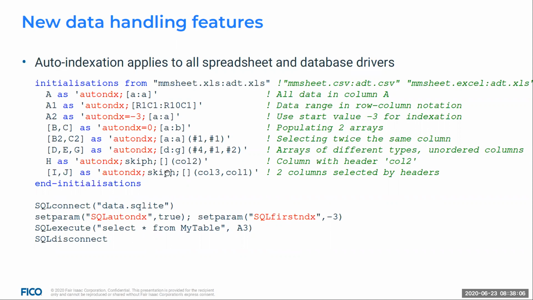If I don't have any selector here, then this just means I take anything that is found in this particular spreadsheet. And here I'm taking something titled column 1 and column 2 in the spreadsheet. For databases, of course, the matters are a bit different. I always need to specify tables, and I can put a wildcard or specific field names from a table, and the auto-indexation and the index are set via parameters.